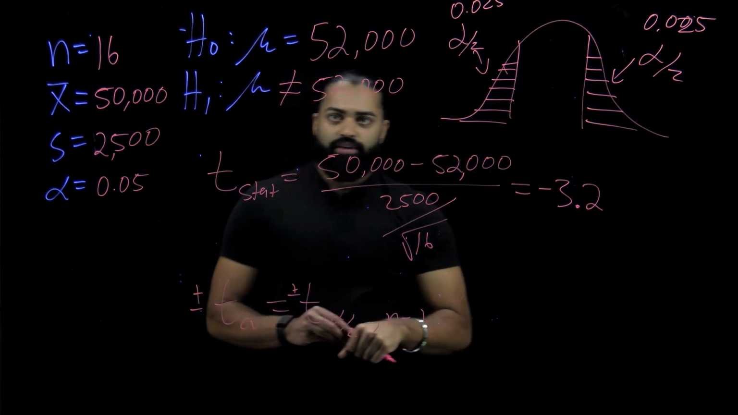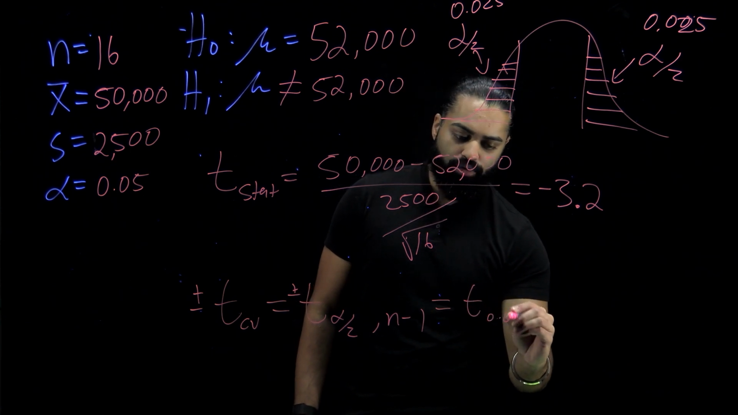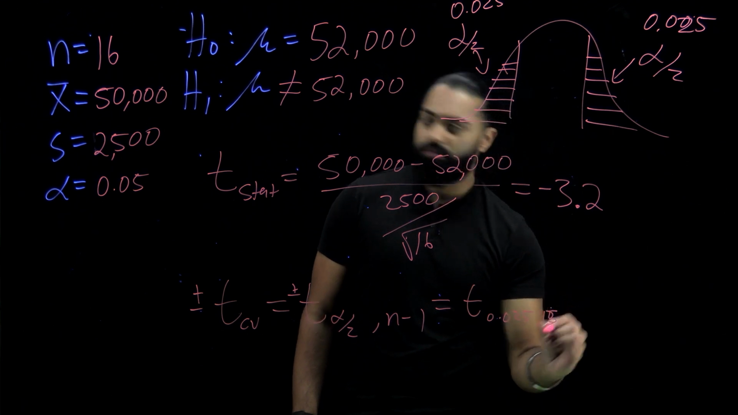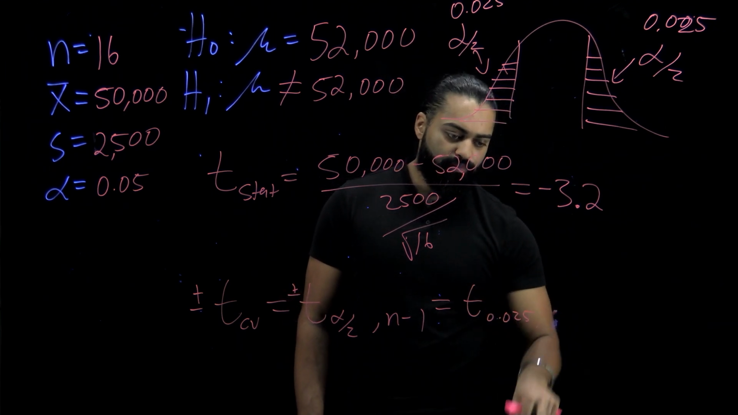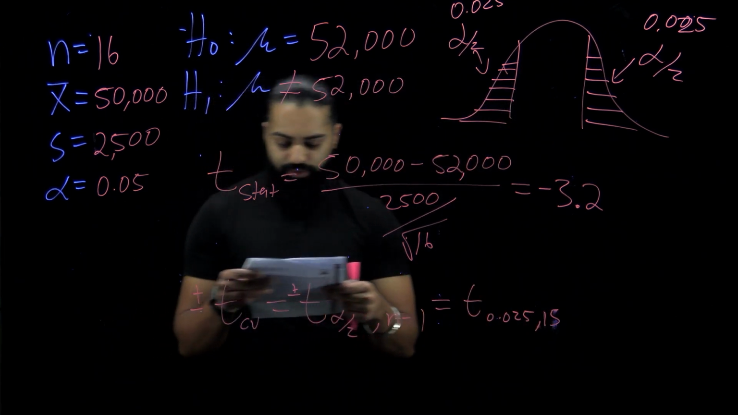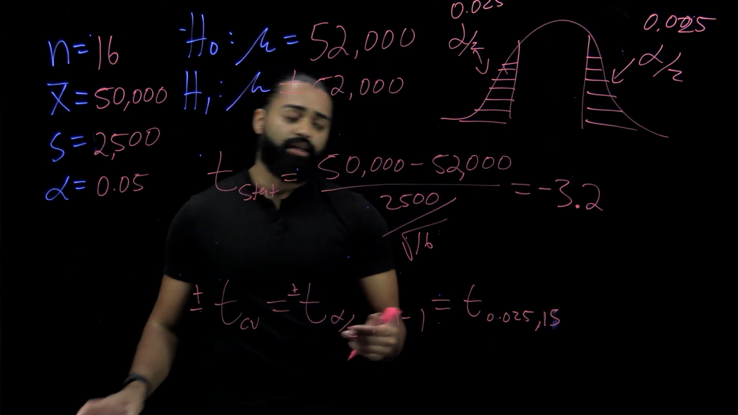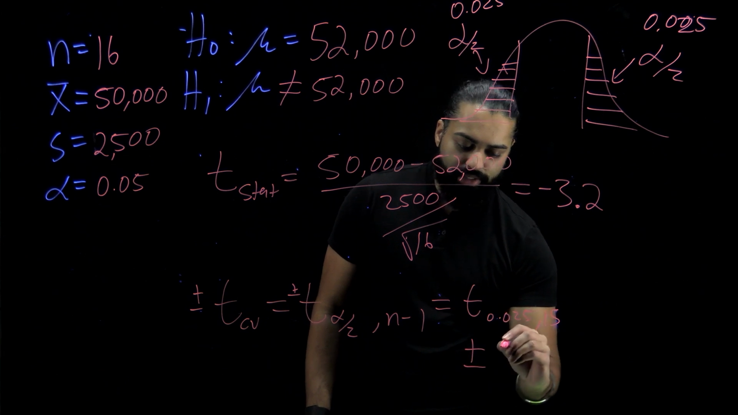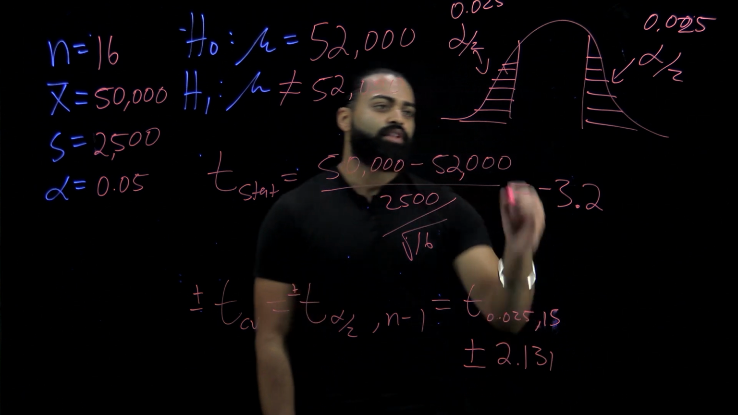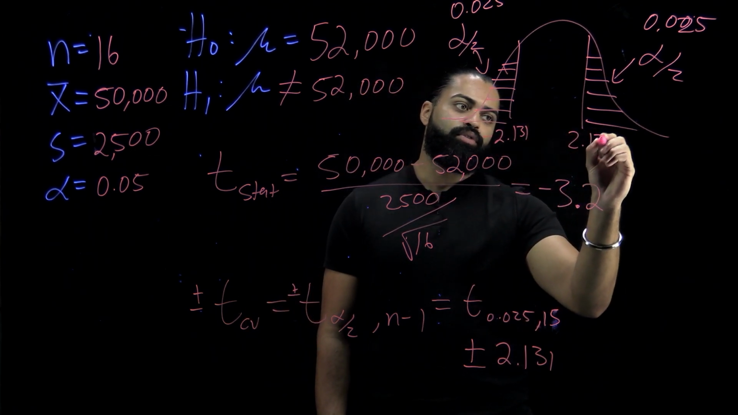So my t critical value in this case, what I'm going to look up is t of 0.025, comma 15. So if I go to my table, t of 0.025, go down to 15, what I'll see is plus or minus 2.131. So it's negative 2.131 and positive 2.131.